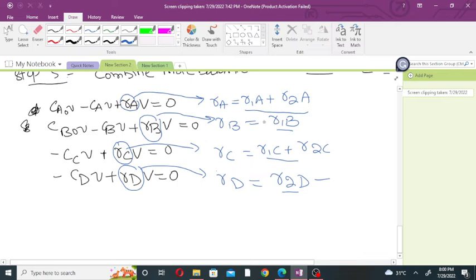So now from the relative rates we know that R2A is equal to... what is the relationship between R2A and R2C? What is the value of this R2A?